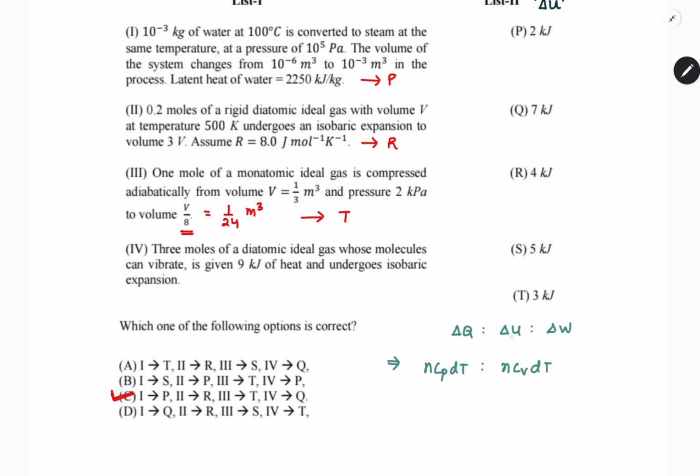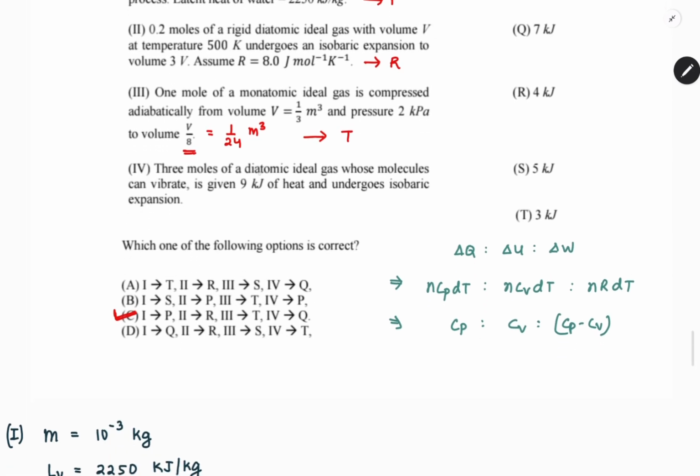So since we have these two values for us, work done is not relevant over here. Otherwise we can also write it as PdV, and PdV can be written as nR dT. So if we calculate this ratio, we have Cp is to Cv is to R, or Cp minus Cv. So we can use this ratio directly. So 3 moles of diatomic ideal gas whose molecules can vibrate is given heat. So delta Q by delta U is equal to Cp by Cv, means gamma. So dQ value is given to us as 9 kilojoule.